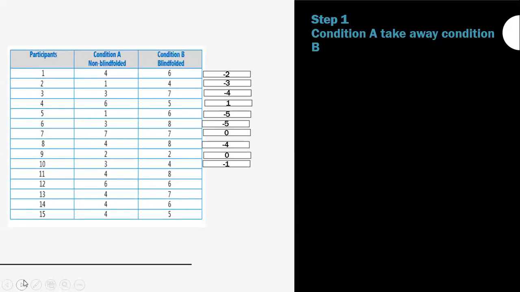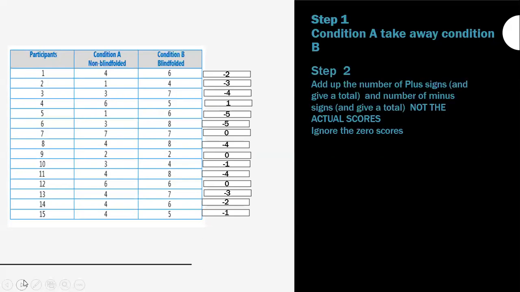So the first column, take away the second column. So we've done this calculation. Step one, condition A, take away condition B. Step two, now, don't get confused on this step. You add up the number of plus signs and give it a total, and the number of minus signs and give it a total, but not the actual scores, just the signs. But also you have to ignore the zeros.